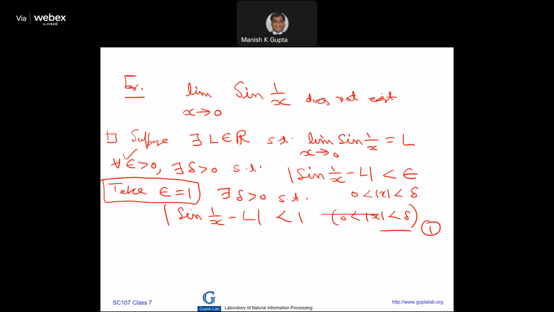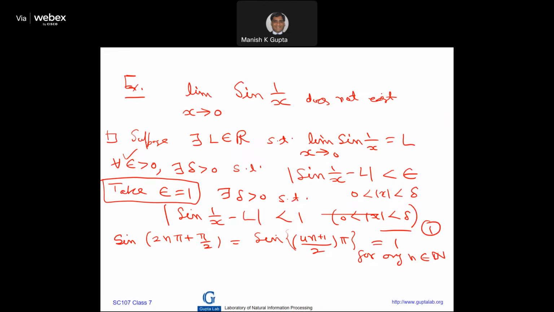Now we know that sine of 2n pi plus pi by 2, which is sine of (4n plus 1) by 2 pi, is 1 for any n. This is the observation. If you take these values of x, we know that sine of 2n pi plus pi by 2 is 1 for any n in the natural numbers. This happens.